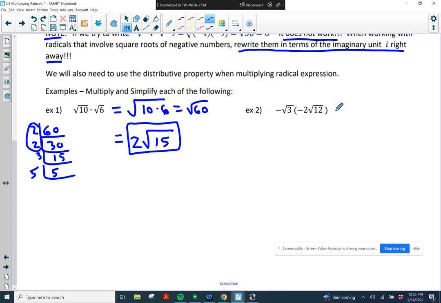And next one. So here's how we're going to work with this one. Okay, look at the signs. We have a negative times a negative. Oh, see, this is multiplication. Negative 2 times the square root of 12.